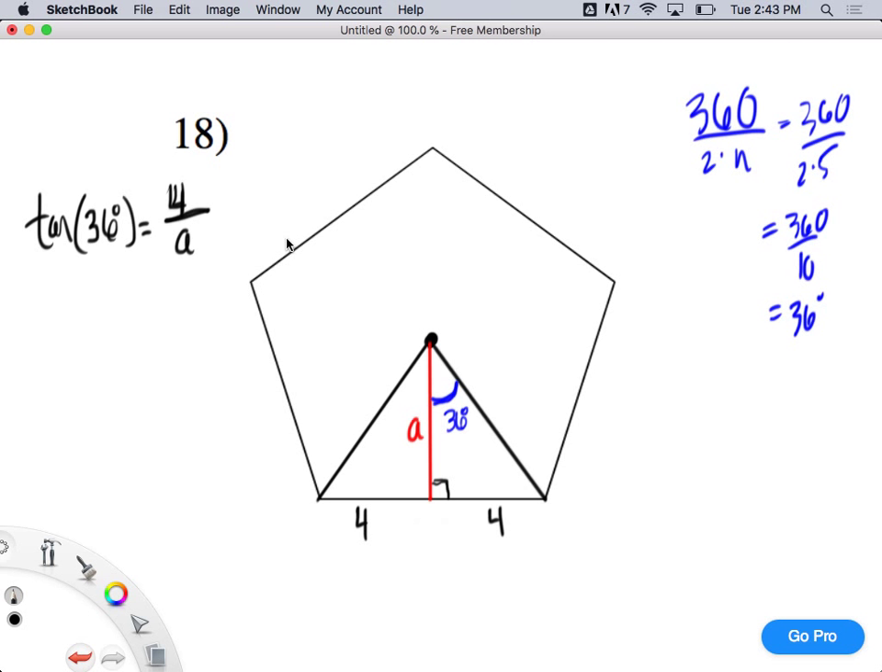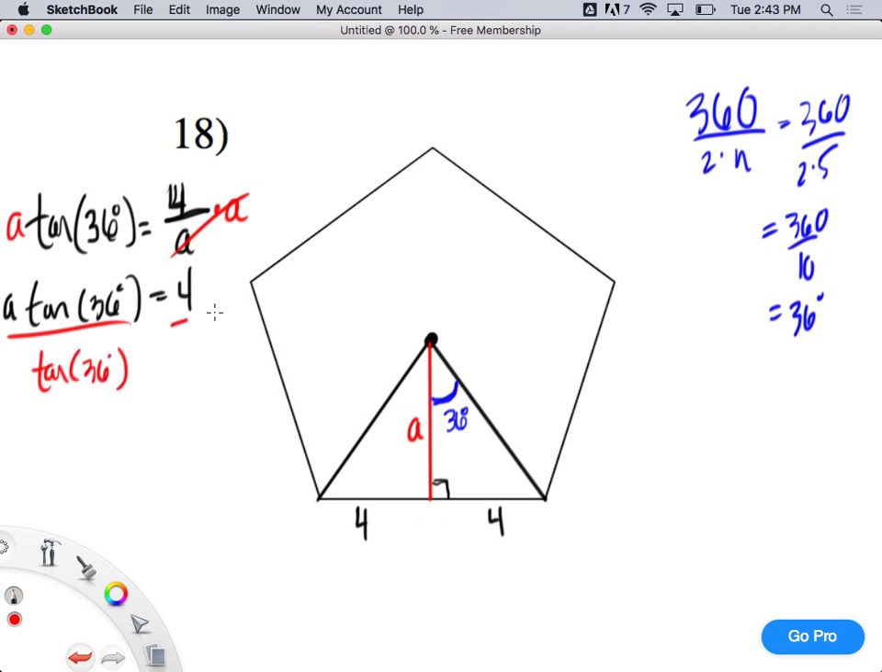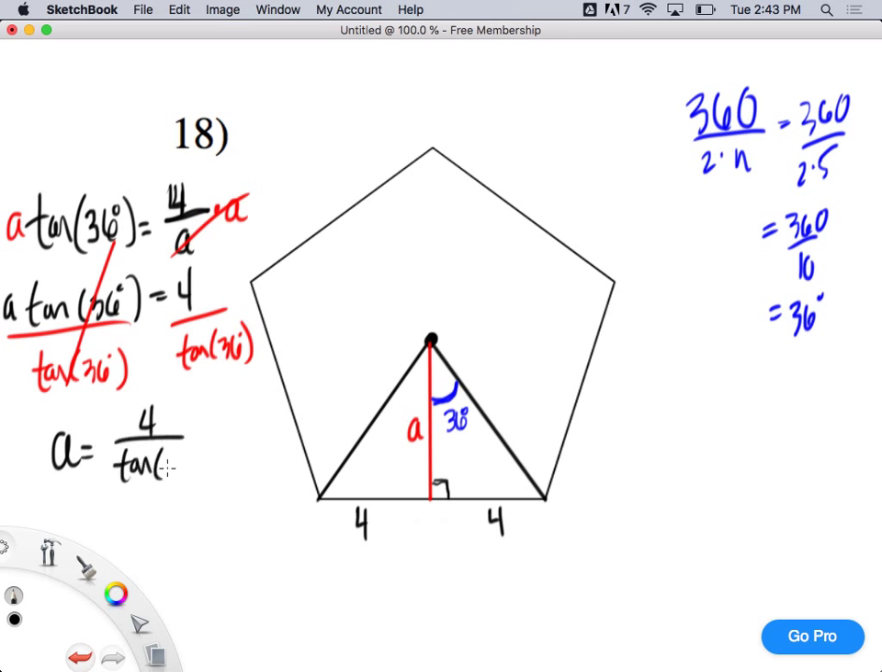Now, remember, whenever I have something in the bottom, like the apothem, how do I solve for it? I multiply both sides by A. I get A times tangent of 36 equals 4. And then I divide both sides by tangent of 36. And so I end up with A equals 4 over the tangent of 36.